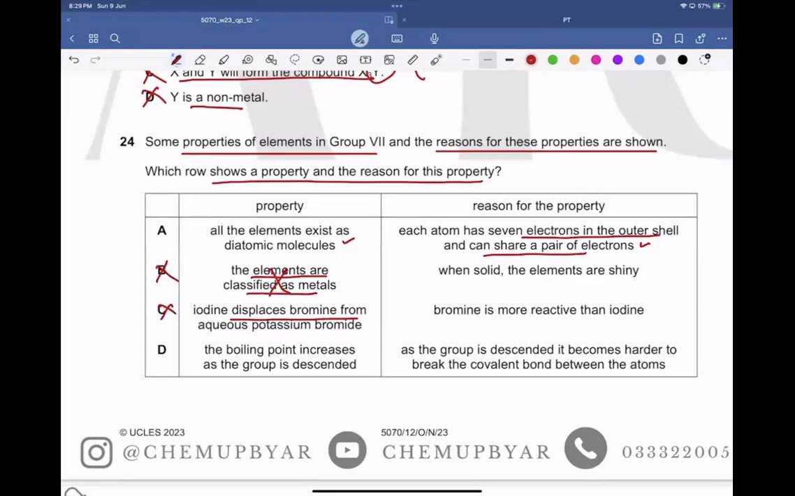So this is wrong, but the bromine is more reactive than iodine. That's correct. The boiling point increases as the group is descended. As the group is descended, it becomes harder to break the covalent bond between the atoms. No, that is nothing to do with the boiling point. Yeah, this property is correct, but the explanation is wrong. So only A is considered as the correct answer. 24D is wrong as well.